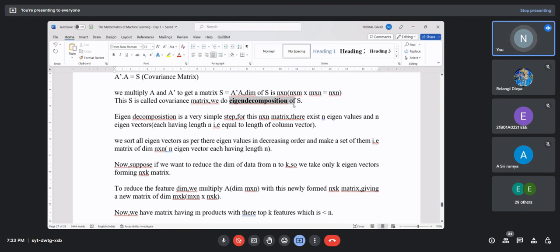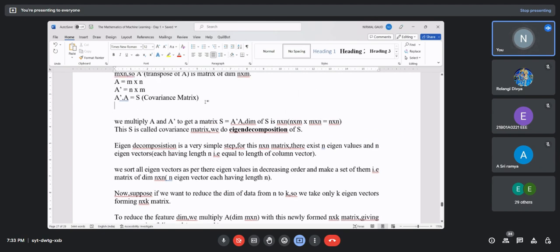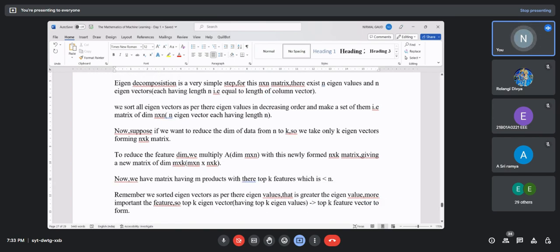I need to perform eigen decomposition of it. That means I need to calculate the eigenvalues and eigenvectors for the covariance matrix. Now, we sort all eigenvectors as per the eigenvalues in decreasing order and make a set of them. Sort them in decreasing order.